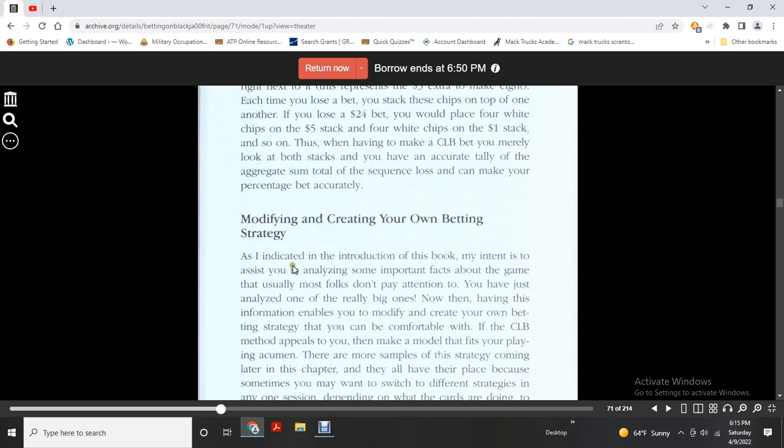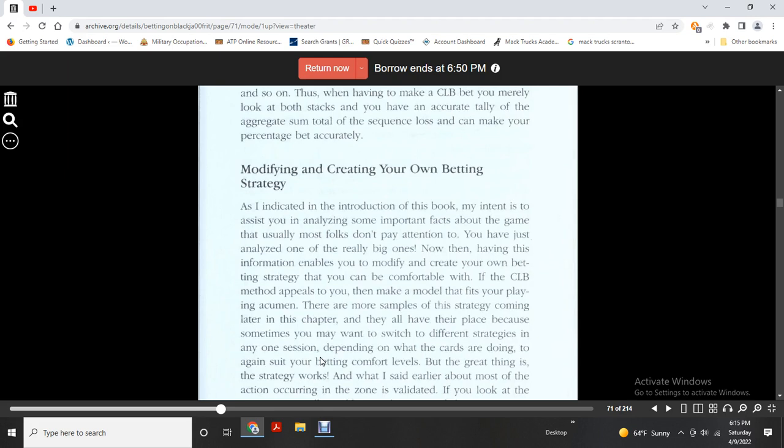Modifying and creating your own bet strategy. As indicated in the introduction of the book, I intend to analyze some of the important facts of the bet of this game. Usually most folks do not pay attention, and just analyze one of the really big ones. Now having this information enables you to modify and create your own betting strategy that you can be comfortable with, a clearance level betting method that appeals to you and makes the model fit your playing acumen. There are some samples of this strategy coming in later chapters, because sometimes you want to switch between different strategies in any one session, depending on which suits your betting comfort level.